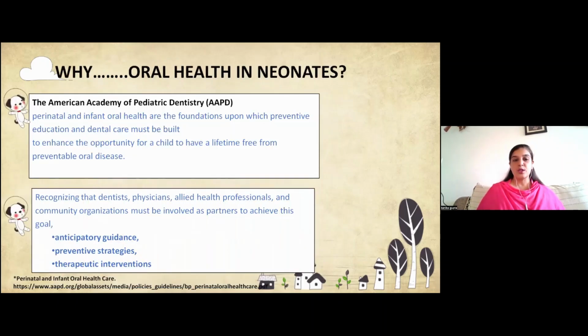So why is it highly important to understand these lesions in the neonatal period? According to the American Academy of Pediatric Dentistry, perinatal and infant oral health are the foundations upon which our preventive education and dental care is built. So, to enhance the opportunity for a child to have a lifetime free from preventable oral diseases, it is highly important to understand these lesions. Dentists, physicians, various allied health professionals, and community organizations should be involved as partners to achieve this goal through anticipatory guidance, preventive strategies, and therapeutic interventions.